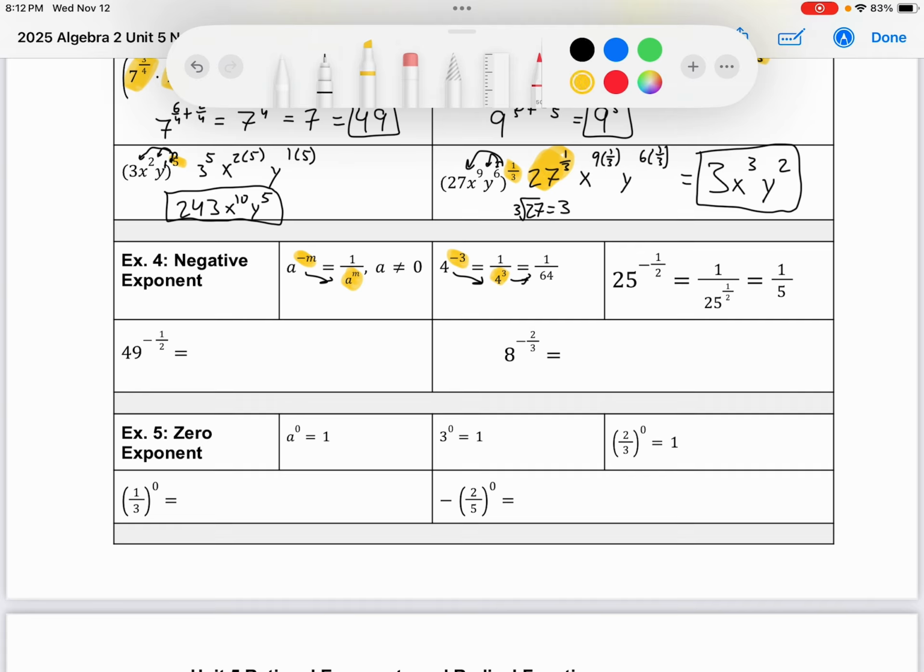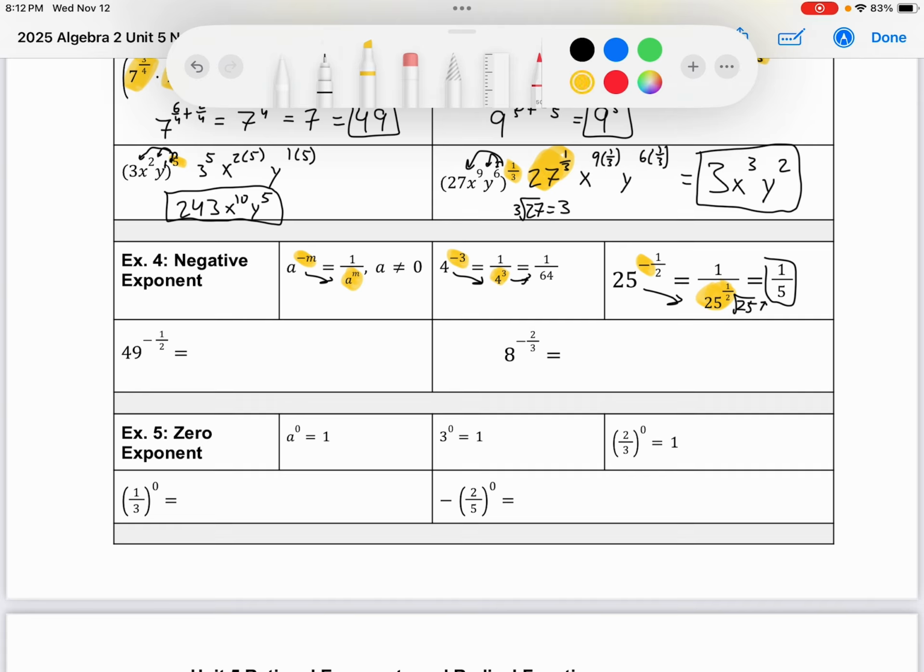Same thing here with a negative fraction. This negative makes it go to the bottom of the fraction. So it becomes 1 over 25 to the power of 1/2. Remember that 25 to the power of 1/2, that would be the same thing as the square root of 25, which is 5. So that's why we get 1/5 here.